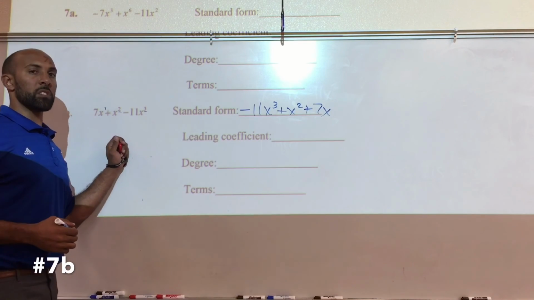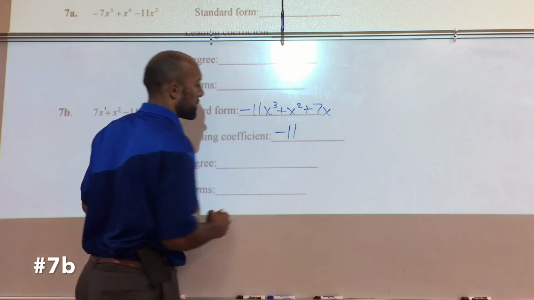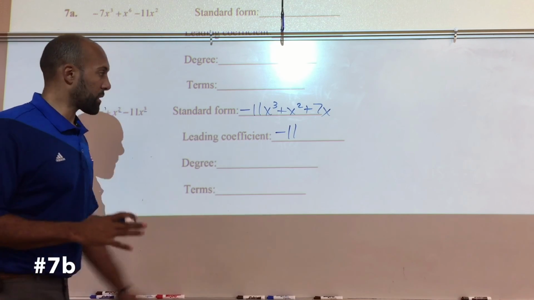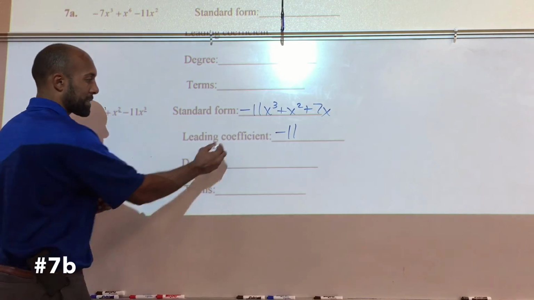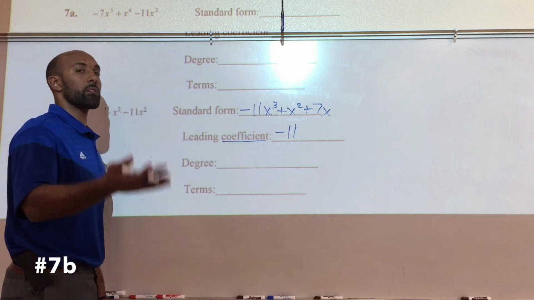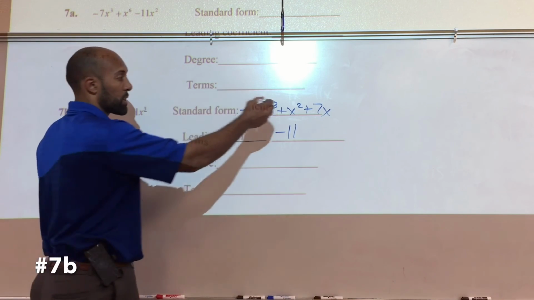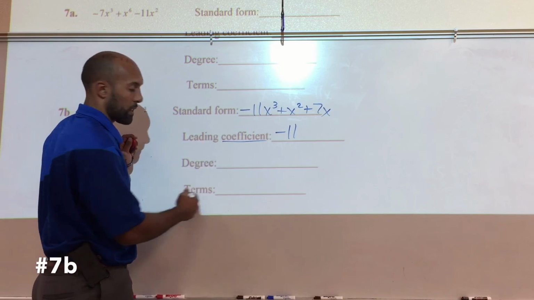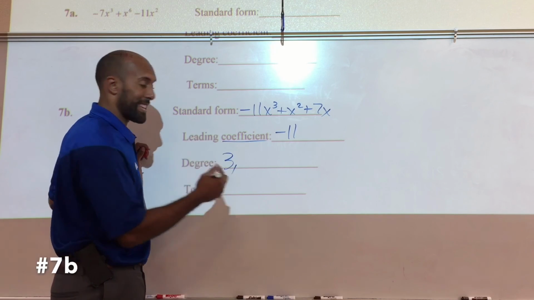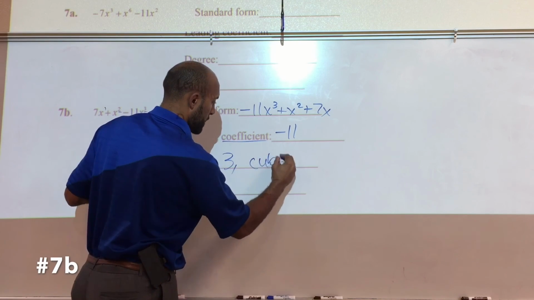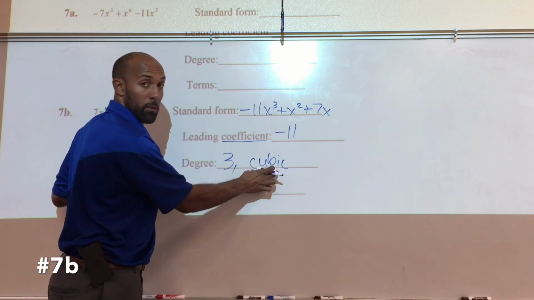We have a new leading coefficient, ladies and gentlemen, negative 11. Okay, remember, just the number, don't include the variable, just the number for the coefficient. That's the definition of a coefficient, the number that's in front of the variable, not the variable itself or the letter. Okay, degree, highest exponent, which is 3. But then remember, if it's 3, we call it cubic. Just like we say x cubed, degree 3 is cubic.